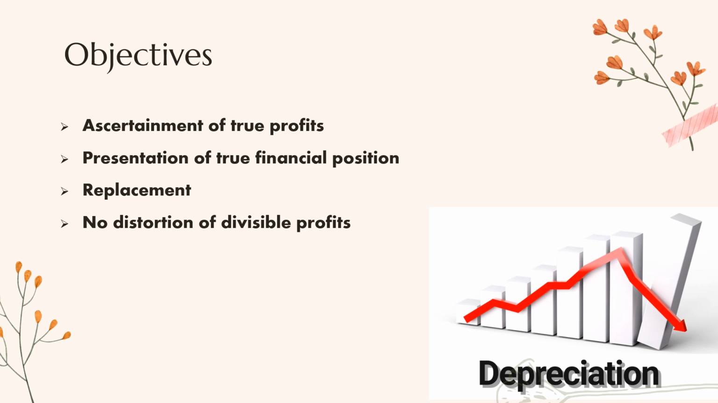No distortion of divisible profits. If depreciation is not charged to profits, trading results are vitiated and divisible profits are distorted. We cannot get the exact value of our profits. Hence, the joint stock company must provide for depreciation before declaring dividends according to the Companies Act 1956. So, these are the main objectives for why we are providing depreciation.